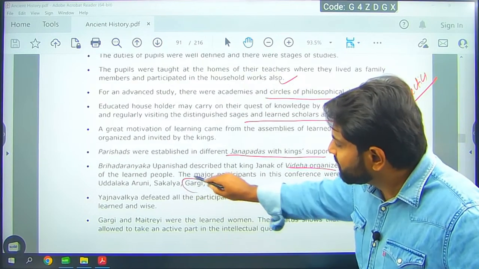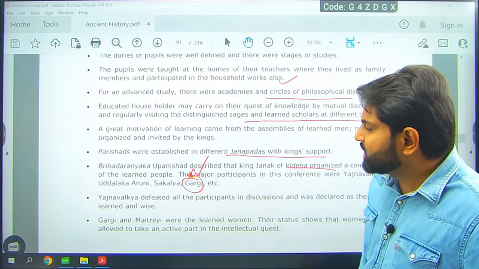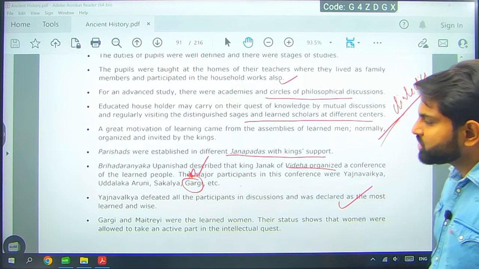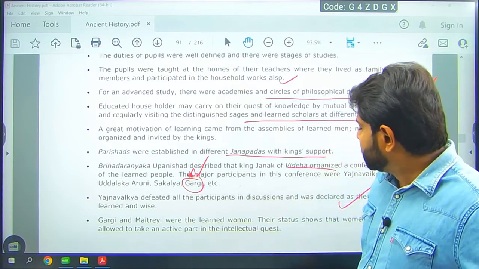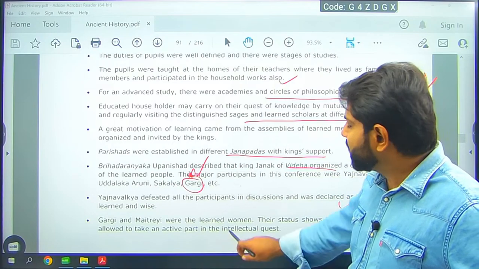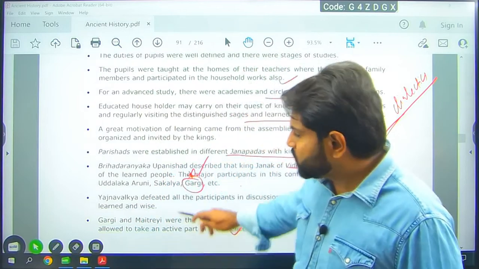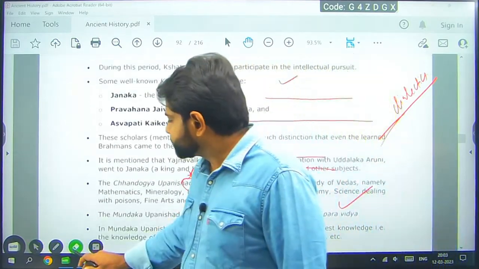See, Gargi, gender parity is also there. Yajnavalkya defeated all the participants in the discussions and was declared most learned and wise. Gargi and Maitreyi were learned women. Their status shows that women were allowed to take active part in the intellectual quest. Education is not deprived. Socially, they are not deprived. Opportunities were not deprived for them.